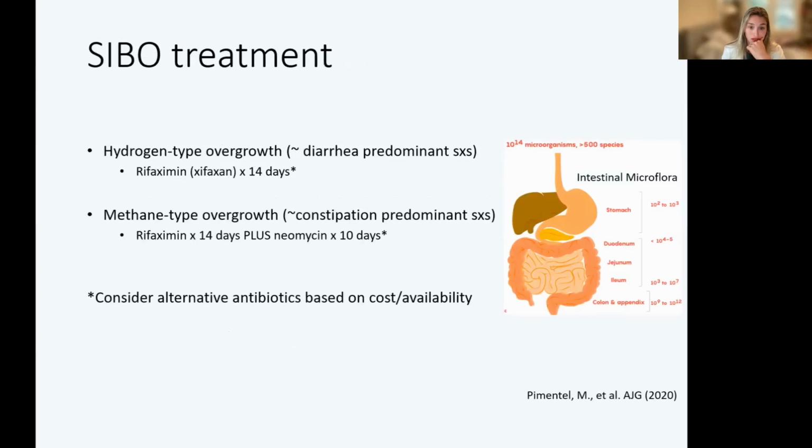SIBO treatment particularly will involve different antibiotics depending on what type of bacterial overgrowth is identified. The cornerstone antibiotic is rifaximin, or Xifaxan, which is really a gut-specific antibiotic that does not have a lot of systemic absorption, thus lower rates of symptoms and side effects, helps almost as a gut cleanse, and typically is given in a 14-day course with or without additional antibiotics, depending on if there's methane or hydrogen type overgrowth. Alternative antibiotics can certainly be used based on cost and availability.